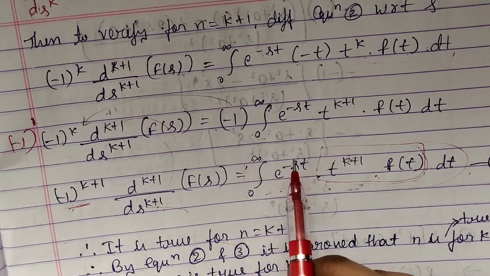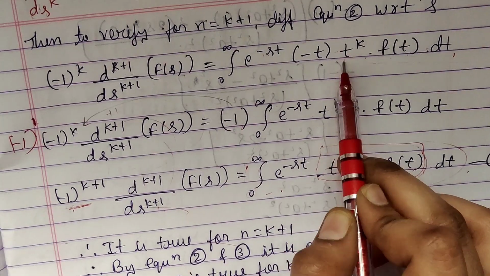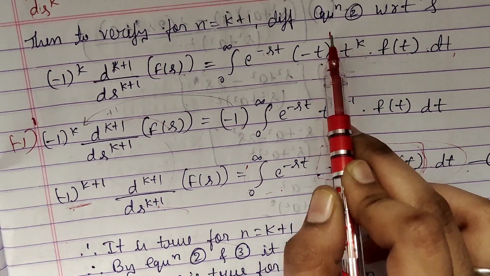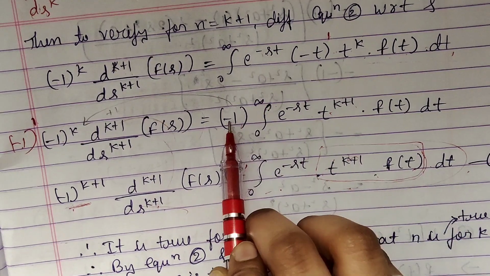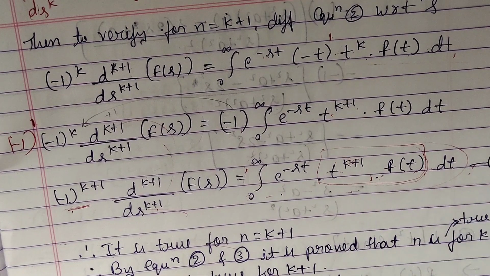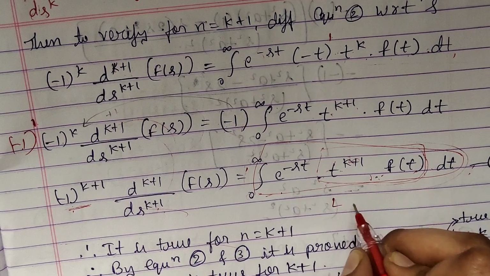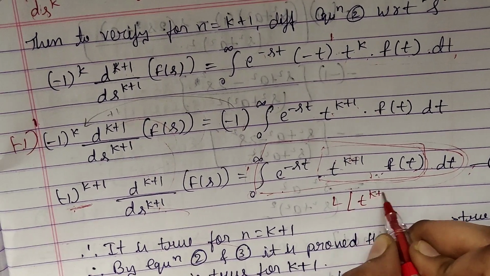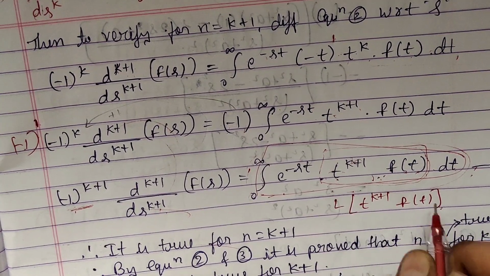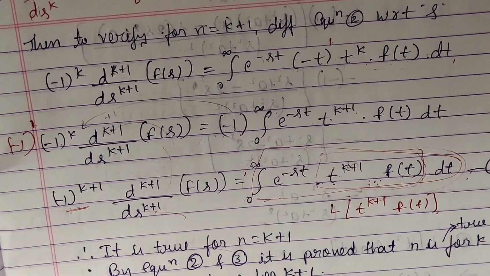Integration of 0 to infinity e power minus st, t power k plus 1 is here. Earlier this was t power k. So here, since the base is the same, we add to get k plus 1. Minus 1 will be taken common as I told you. T power k plus 1 into f of t into dt, which is in the form of the Laplace transform definition. That will be written as L of t power k plus 1 f of t. Here f of t is replaced by t power k plus 1 into f of t. So it is proved for n is equal to k plus 1, right?